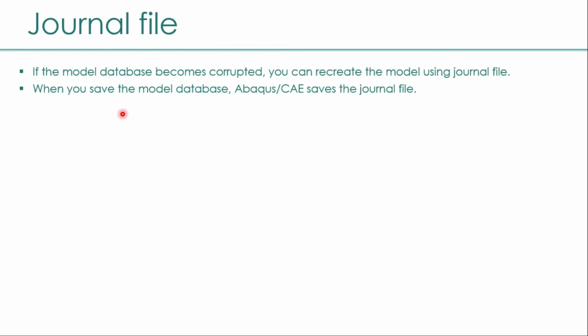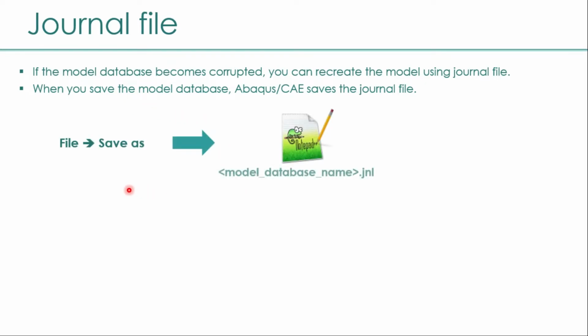Whatever commands are stored in the journal file only get saved whenever you save the model database. So you have to go to the File menu, then Save As, or press Ctrl+S, and only then will the journal file be created. The name of the journal file will be the same as the model database name. So that is one difference we have seen. The replay file is named abaqus.rpy, but the journal file is named after the model database name.